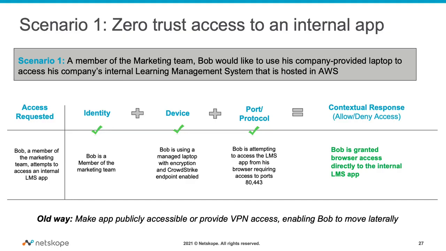Here is a scenario where Bob and the marketing team needs access to his company's internal learning management system. By default, all access to the LMS app is blocked, and only users that are trusted will be granted access. In this case, the criteria for trust is the identity of the user, and specifically the fact that Bob is on the marketing team. Next is the device.